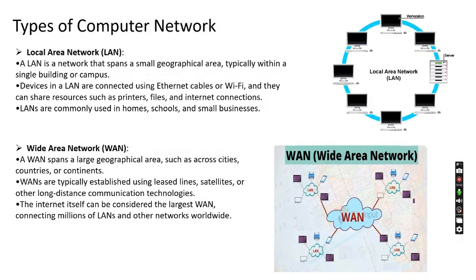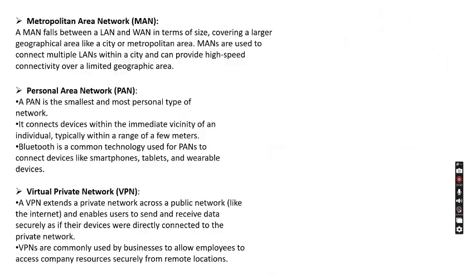Types of computer network. Local area network, that means LAN. A LAN is a network that spans a small geographical area, typically within a single building or campus. Wide area network, that means WAN. A WAN spans a large geographical area such as across cities, countries, or continents. Metropolitan area network, that means MAN. Personal area network, that means your phone. And virtual private network, that means a VPN, we can all use that.